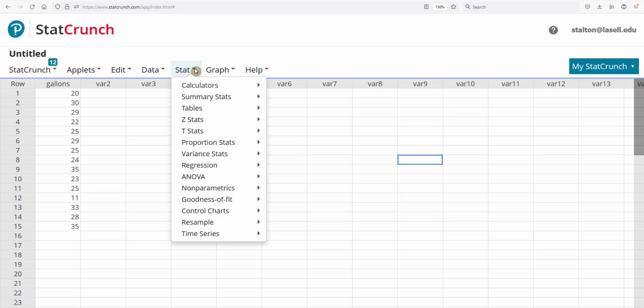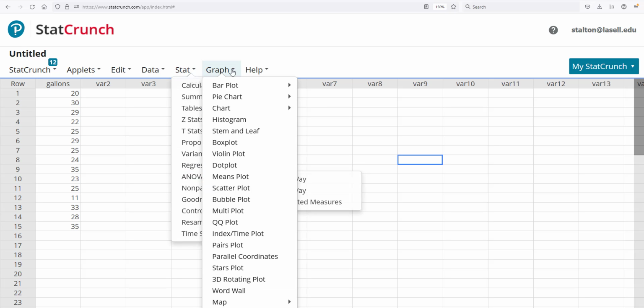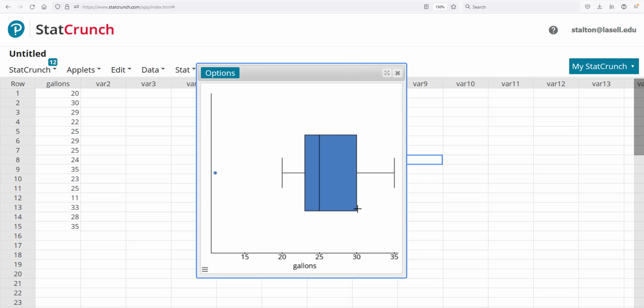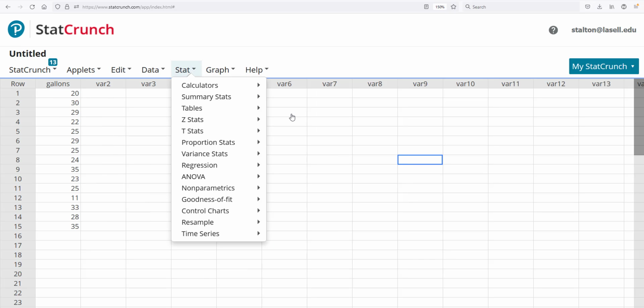If we draw it so it indicates what the outliers are, go back to box plot, gallons, and this box here that says use fences to identify outliers. When I hit compute, this is the graph. And as you can see, if we put our mouse over here on this little dot, this is an outlier, and it's 11. And that's what we said before, the 11 was an outlier. So if you want to see what the outliers are, you have to click on that box. If not, it won't show you the outliers.